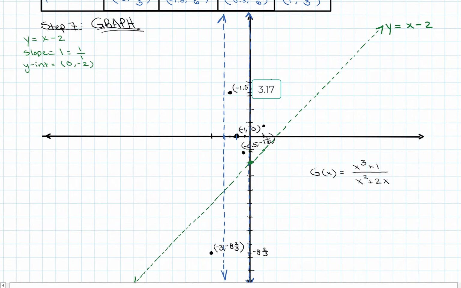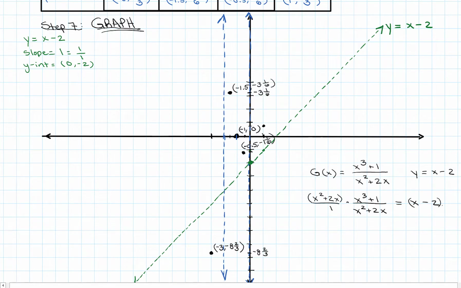So this is my function. g of x is equal to x cubed plus 3 over x squared plus 2x. And then this is my oblique asymptote equation. y is equal to x minus 2. I'm going to basically set these equations equal to each other. So I'm going to set x cubed plus 1 over x squared plus 2x equal to x minus 2. And I'm going to solve this equation. If there is a solution, then that means that there is a point of intersection between these two.